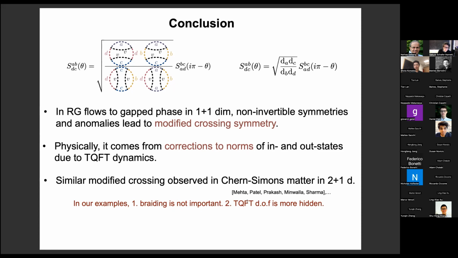Another point to make is that in our example, it's just a tricritical Ising model perturbed by phi 1,3. So in that sense, the TQFT is more hidden from the point of view of the UV description.